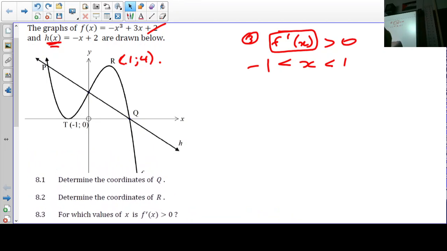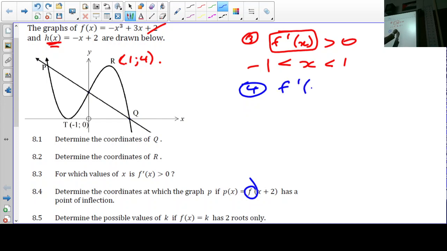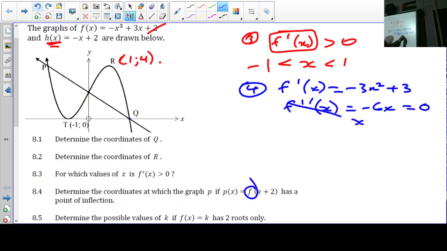In question 8.4, let's scroll this up. Determine the coordinates at which the graph of P, if P of x is equal to f of x plus 2, has a point of inflection. Now first we check for the point of inflection on f of x itself. The point of inflection happens at the second derivative. The first derivative was negative 3x squared plus 3, so the second derivative is negative 6x. We set it equal to 0, so x is equal to 0.